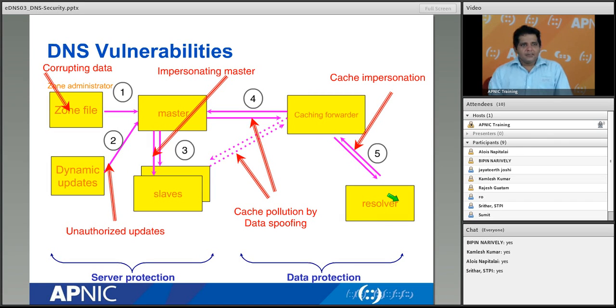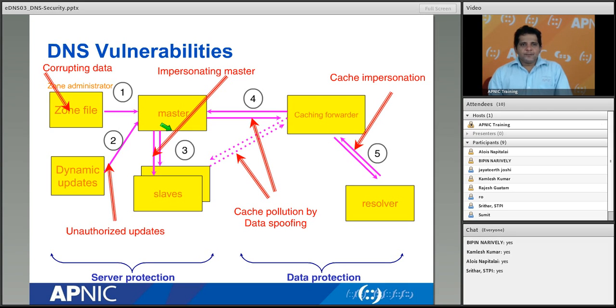So there is always a question of impersonation here, right? That's why we have to make sure this transaction is protected. Then what about cache pollution or data spoofing?